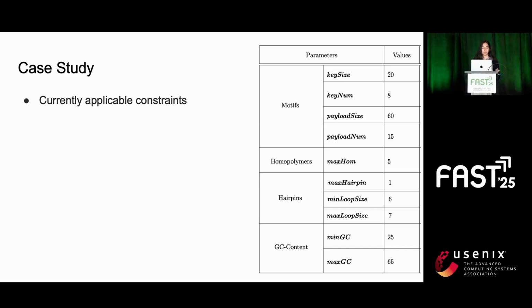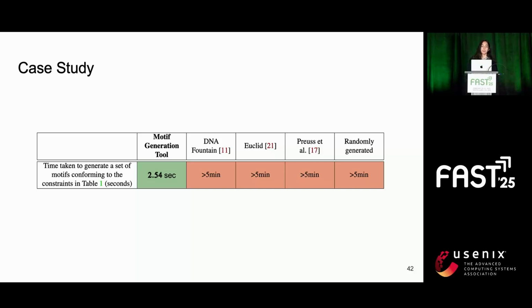So for these real-world values, we got the evaluation here, where we saw that the motif generation tool managed to return a set of sequences, motifs, conforming to all of these constraints in less than 3 seconds, while for all of the other tools, we were not able to get any set of motifs conforming to these constraints within a threshold of 5 minutes, which was the threshold we used for our evaluation. So in this real case study, we saw that, again, the motif generation tool outperformed all other tools.